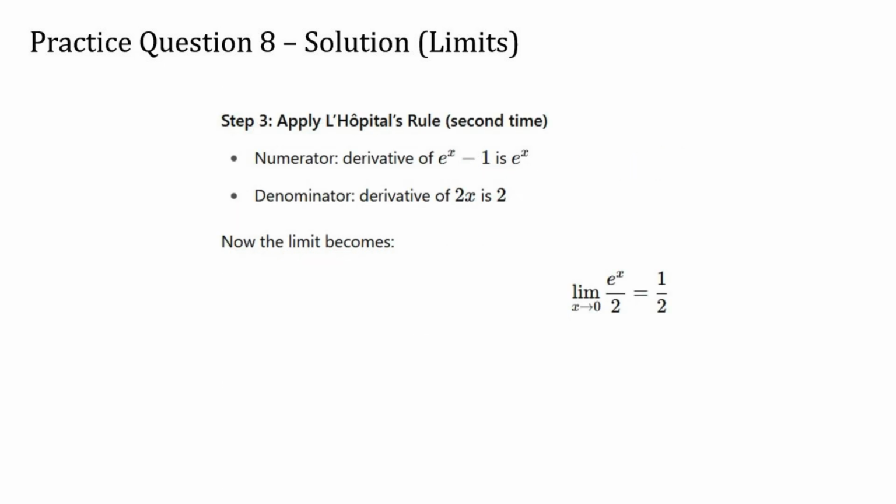Taking the derivative of the numerator, e to the x minus 1, we get just e to the x. The derivative of the denominator, 2x, becomes 2. So we now have the limit as x approaches 0 of e to the x divided by 2. As x approaches 0, e to the x becomes 1. So the whole expression becomes 1 over 2. The value of the original limit is 1/2. So the correct choice is option C.